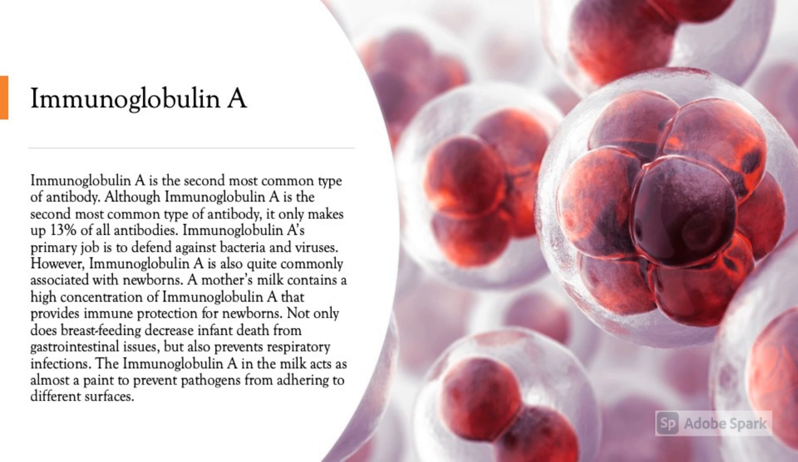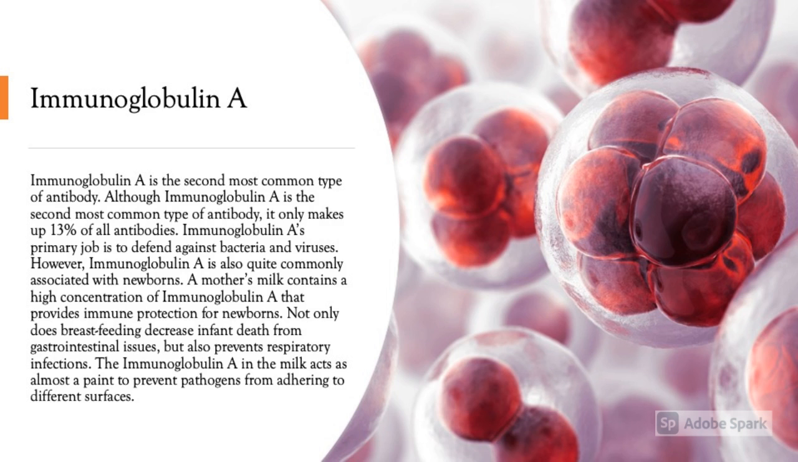IgA is the second most common type of antibody. Although IgA is the second most common type of antibody, it only makes up 13% of all antibodies. IgA's primary job is to defend against bacteria and viruses. However, IgA is also quite commonly associated with newborns.